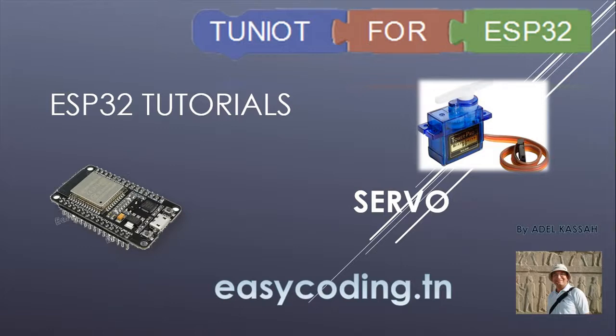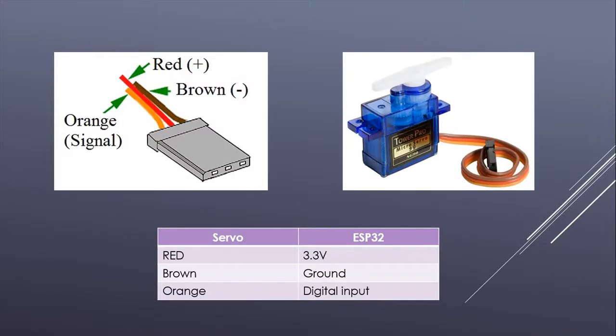It has three wires. The black should be connected to the ground pin of the ESP32, the red to the 3.3 volt and the orange to any of the digital pins. If you are using a bigger servo or similar servos, you might need an external power supply.